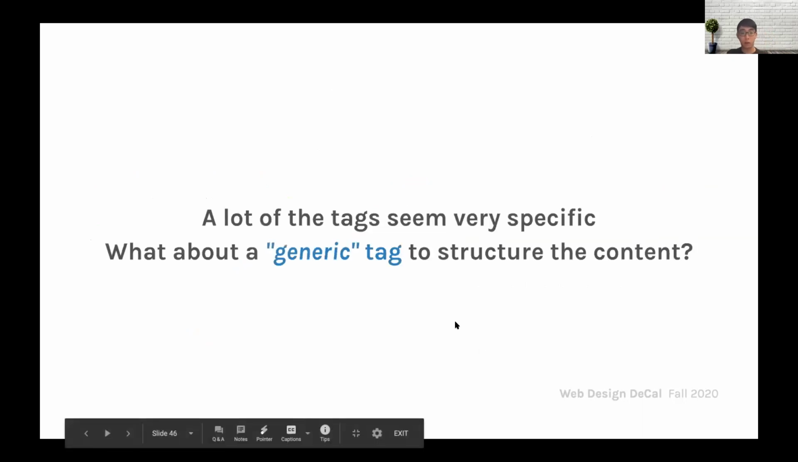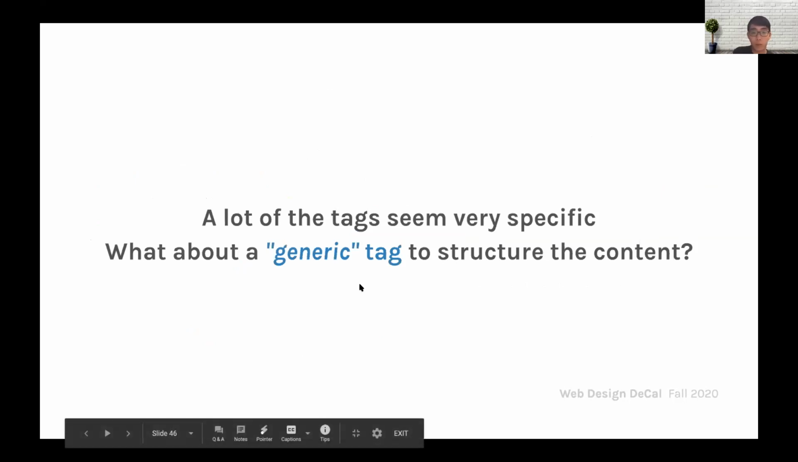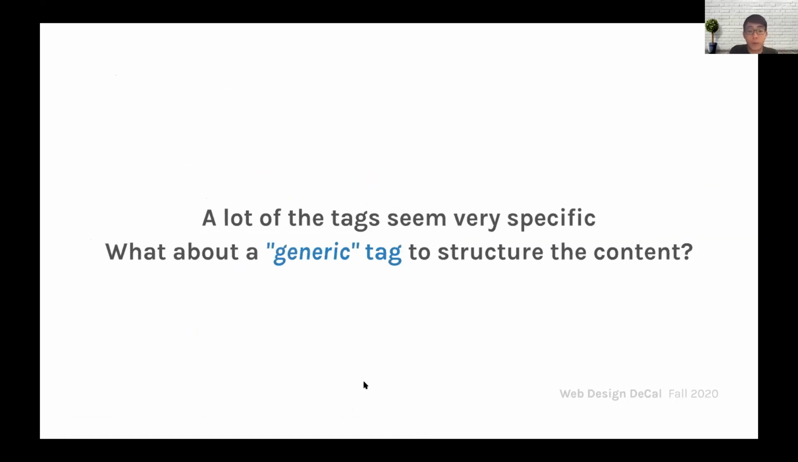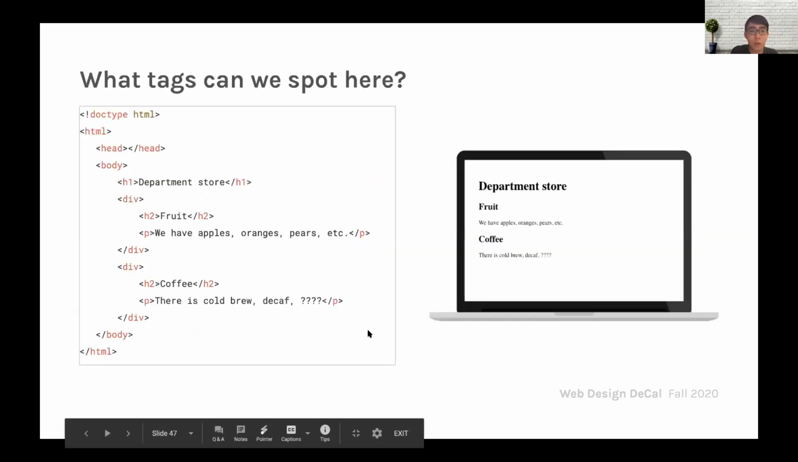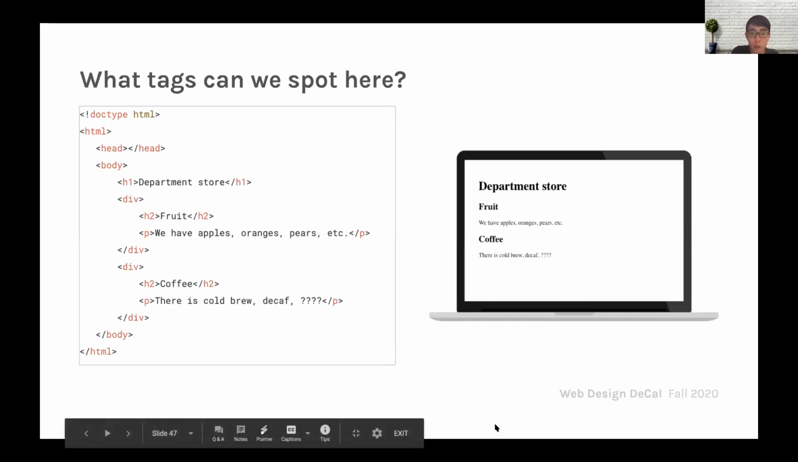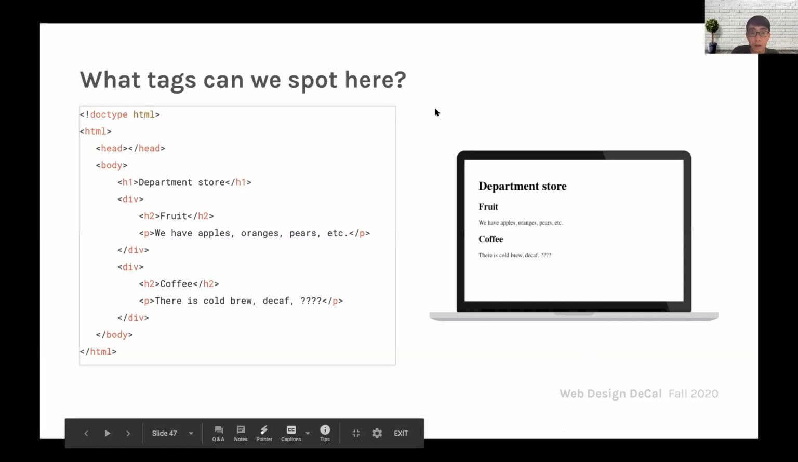Okay, let's keep going then. So we seem to be pretty specific when it comes to tags, but what about the generic tag? How do we structure the content? Now, before we actually answer that question, let's see if you guys can spot some tags. So go ahead and throw it out in the chat, what types of tags you see in this code right here on the left.